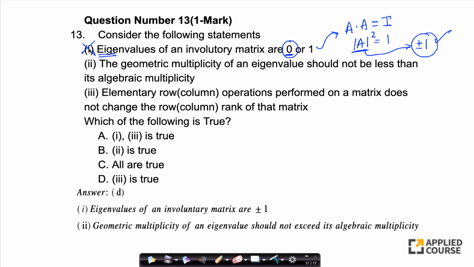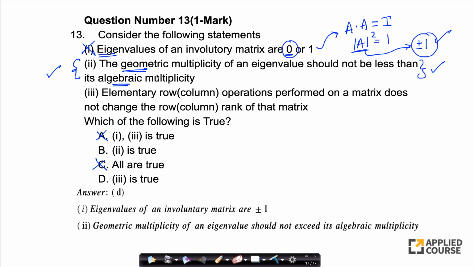Now, as soon as this statement is incorrect, A cannot be the answer, C cannot be the answer. Now you have to worry only about whether the second or the third is true. I'm just removing some of these options to see if I even have to read them. The geometric multiplicity of an eigenvalue should not be less than its algebraic multiplicity. Imagine that you don't know this concept. This is one of the concepts that we have not covered in the course videos, but don't worry about it. We want you to be prepared even for those situations, because the concepts of geometric multiplicity and algebraic multiplicity have never been asked in GATE, hence we did not cover it.